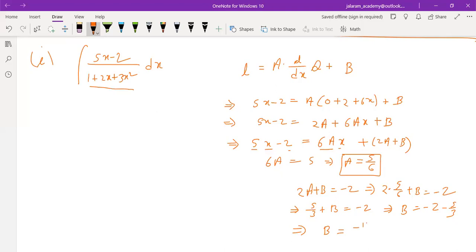Yes, sir. Any doubt? No, sir. This is b equals to minus 11 by.